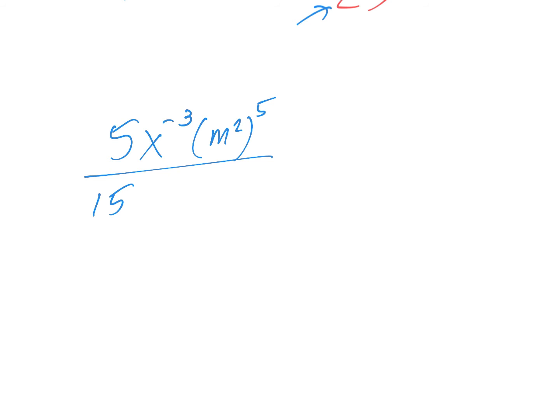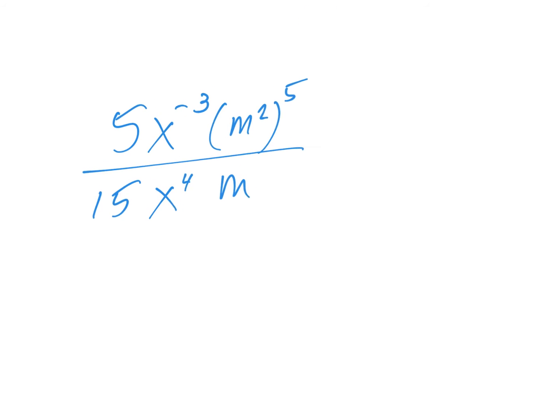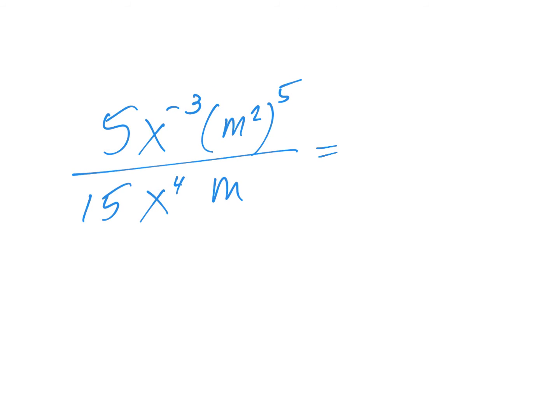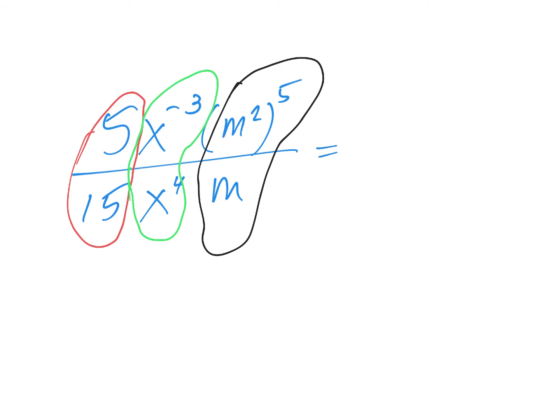Okay, so here's another tougher one then. Not like harder than you have to know. You just have to know how to do all the types of questions I've been doing with you. 5x to the negative third m squared to the fifth all over 15 x to the fourth m. When there's a hard problem, divide it in parts and just do one thing at a time. Like do that 5 over 15 part, then handle your x part, then handle your m part, and see what you get.